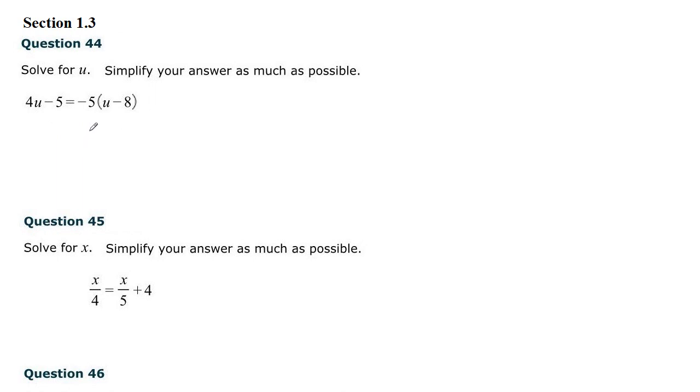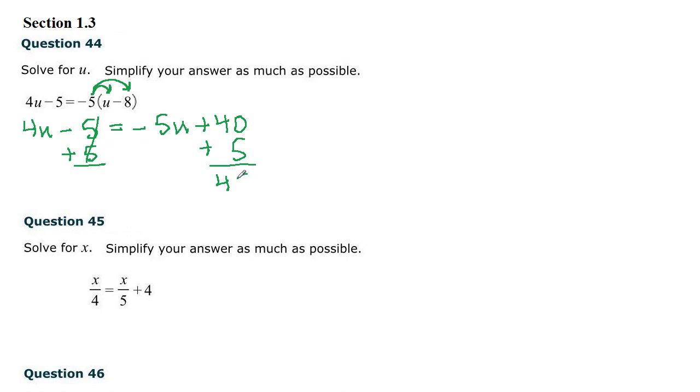So what we want to do first is take this -5 and multiply it in times each piece, distributive property. So we will have 4u minus 5, and then on the right-hand side, -5 times u, -5u, and then -5 times -8, positive 40. And now we want to get u terms on the left and numbers on the right. So let's bring this -5 over, add 5 on both sides. And then these guys will cancel. We'll have a 45 on the right.